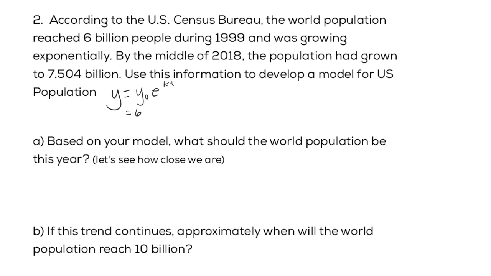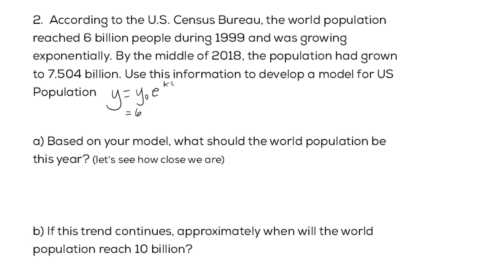Now, what I might do is just write the 6 and just always know everything's going to be in billions. So keep that in mind as we go. Everything's going to be in billions. Now, the other thing, though, is I don't really know what K is for the world population. So I'm going to use this other information as an extra ordered pair that I can fill in to solve for K.